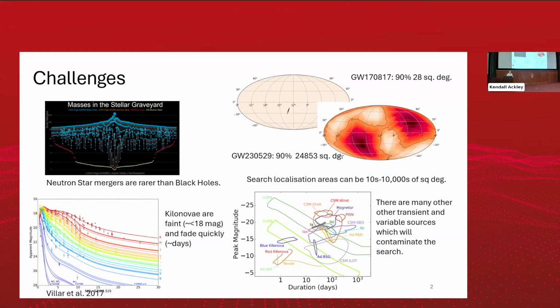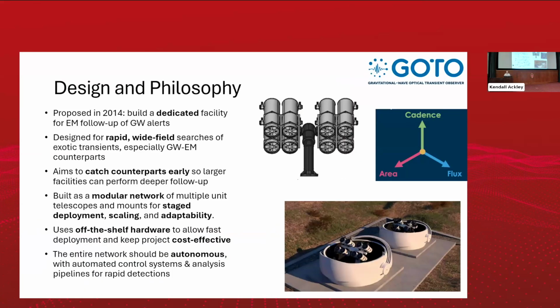And so one of the ways that we tried to address most of these challenges is by designing a wide field optical telescope. I'm going to be focusing on the Gravitational-wave Optical Transient Observer. This is a system that I have helped to build from the ground up using off-the-shelf components. It was meant to be modular, approachable, and cost effective.